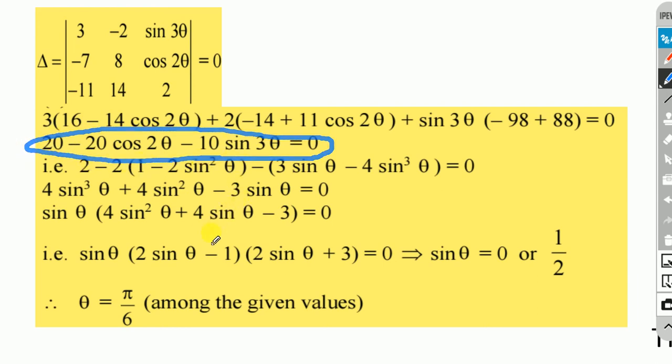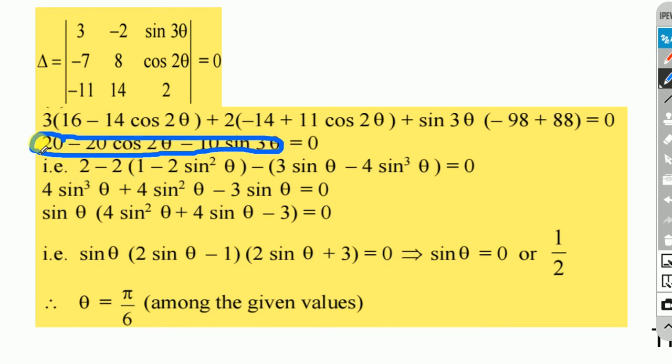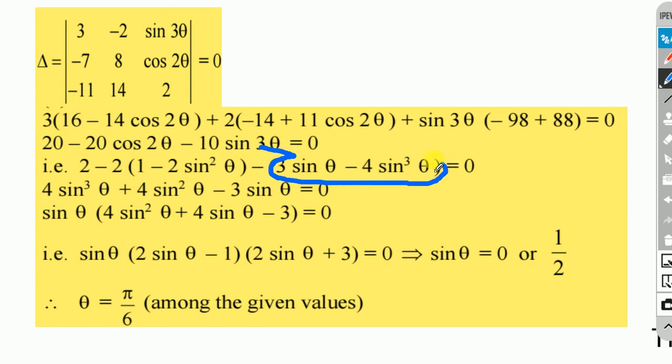So we got this expression. Let us take 10 common here, so that I have 2 minus 2 cos 2 theta. 2 minus 2 cos 2 theta is nothing but 1 minus 2 sin square theta, minus 10 sin 3 theta. 10 has gone out, so I have sin 3 theta. Sin 3 theta is nothing but 3 sin theta minus 4 sin cube theta, which is equal to 0.